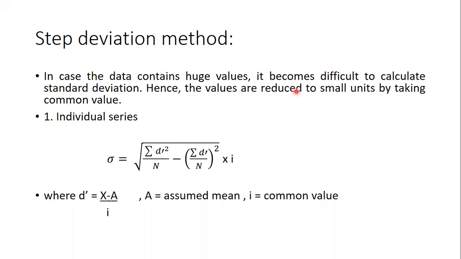So under step deviation, how do we calculate for individual series, continuous series and discrete series? We will be learning. First, individual series. For individual series, we are supposed to check the formula. Sigma is equal to square root of sigma d dash. It is called d small with a hyphen above. It's not one, it is a hyphen.